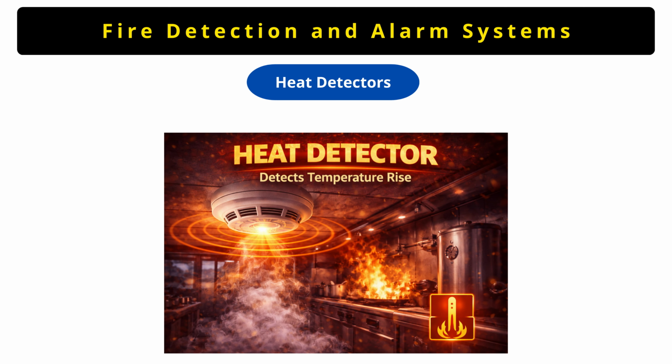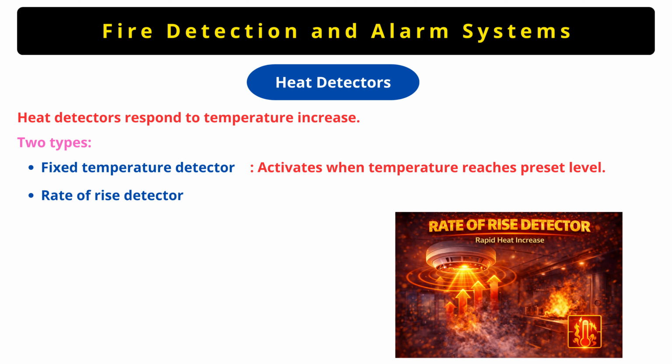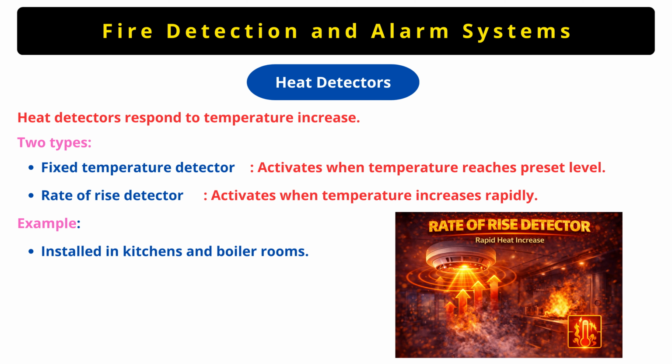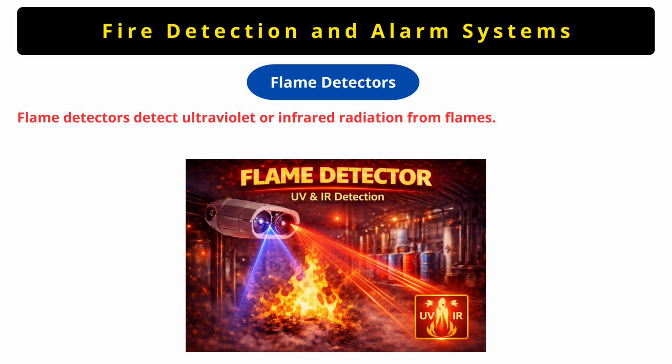Now let's talk about heat detectors. Heat detectors react to temperature increase. The common types are fixed temperature detectors and rate of rise detectors. Fixed temperature detectors activate at a set temperature, and rate of rise detectors activate when temperature rises rapidly. These are commonly used in kitchens and boiler rooms. Third is flame detectors. Flame detectors detect ultraviolet or infrared radiation. They are used in high risk areas such as chemical plants.